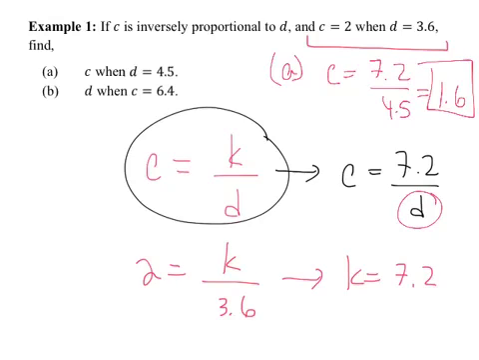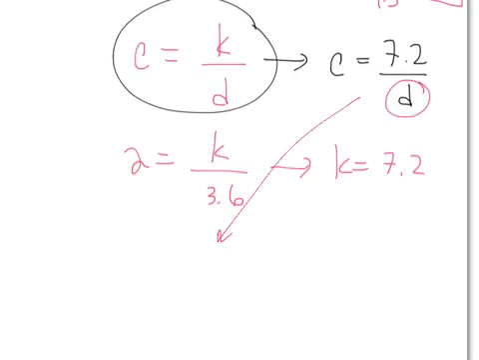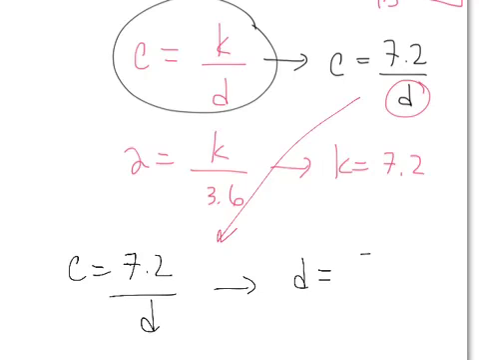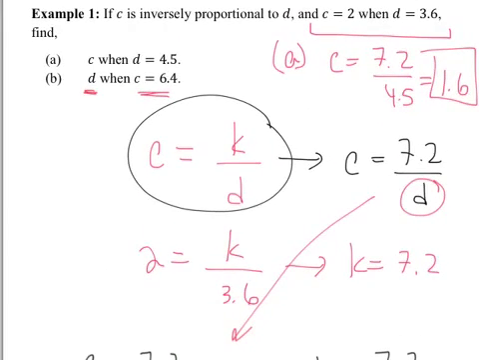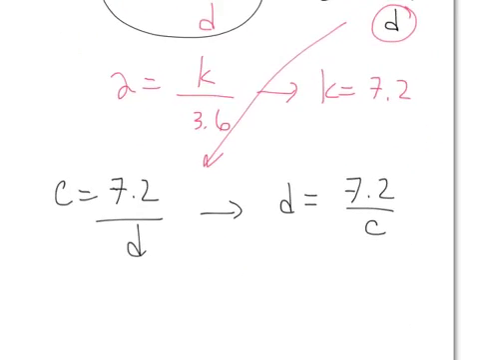But for part b, we're going to solve for variable d when we're given c. So let's go ahead and take this equation here and solve it for d. To do so, all we need to do is switch d and c. So multiply by d and divide by c. Do it all in one step. d equals 7.2 over c. And now we're given the c value of 6.4, and we're told to find d. So let's plug in 6.4 here. And we get a value of 1.125.